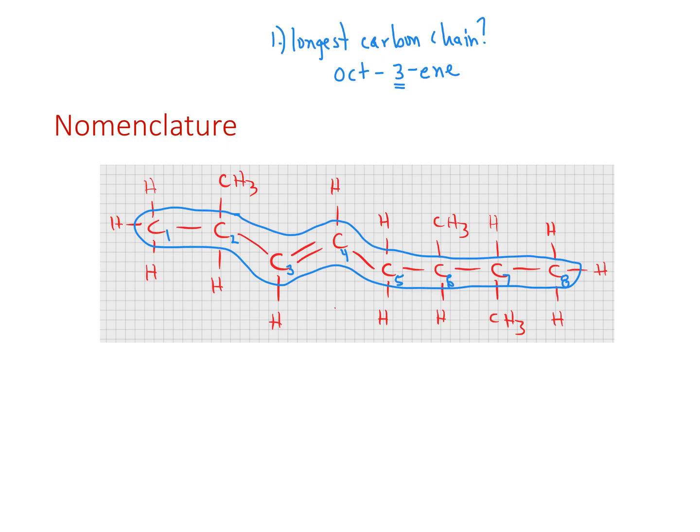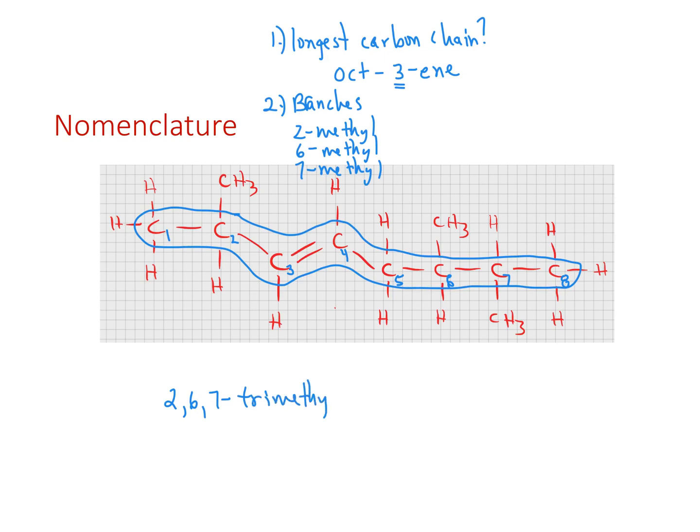That tells us I have an 8 carbon hydrocarbon that has a double bond on the 3rd carbon in. What else do I have, right? I want to find the branches off of this. So on the 2nd carbon, I have a methyl group. On the 6th and 7th carbon, I also have a methyl group. So putting that all together, I have 2,6,7-trimethyl oct-3-ene.